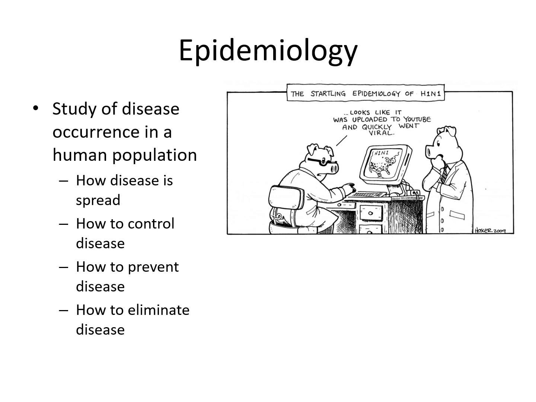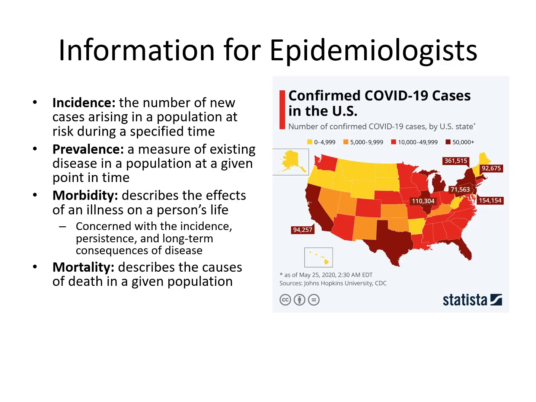Epidemiology is the study of disease occurrence in the human population. Epidemiologic methods are used to determine how a disease is spread, how to control it, how to prevent it, and how to eliminate it. Measures of disease frequency are an important aspect of epidemiology. Disease incidence reflects the number of new cases arising in a population at risk during a specified time.